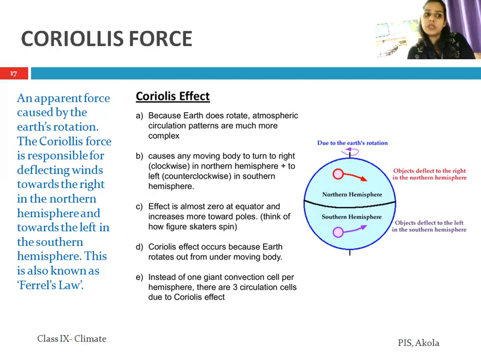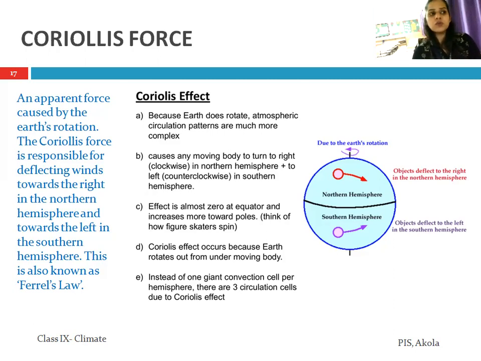First one is because Earth does rotate, atmospheric circulation patterns are much more complex. Second, it causes any moving body to turn to the right, that is clockwise in the northern hemisphere, and to the left, counterclockwise in the southern hemisphere. Effect is almost zero at the equator and increases more towards the poles. Think of how figure skaters spin. Please, children, note it down.